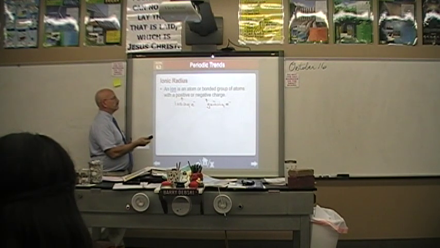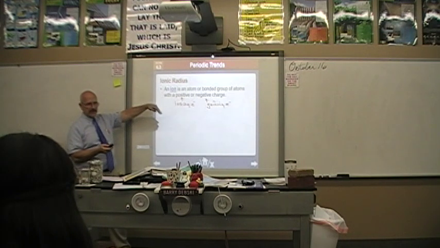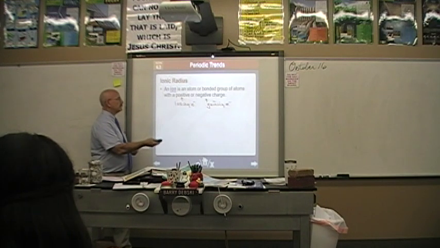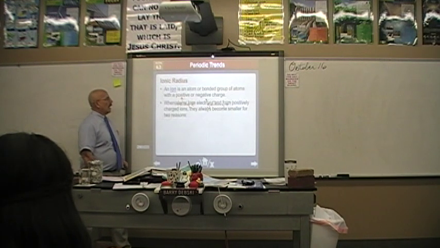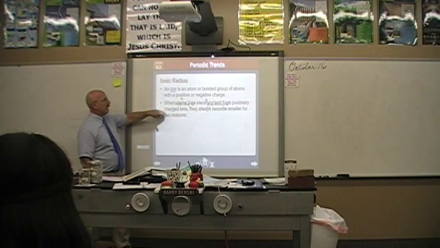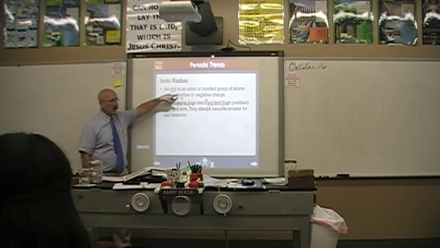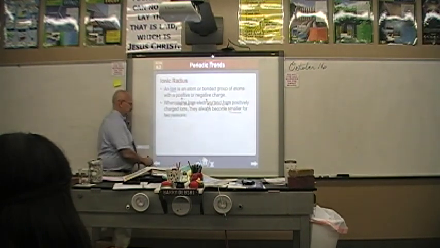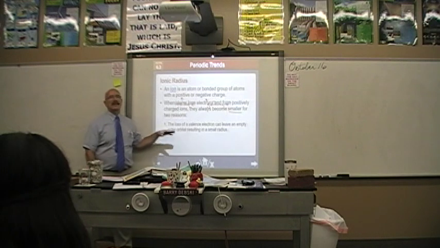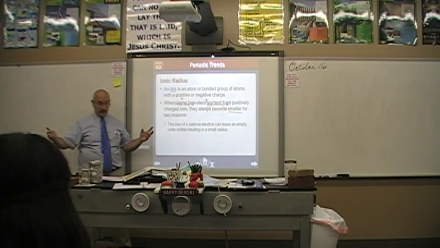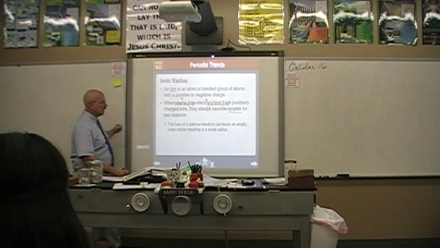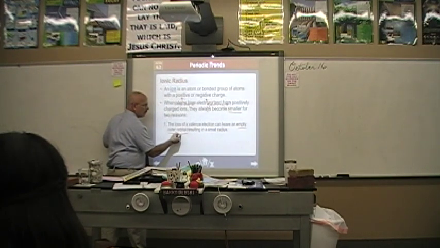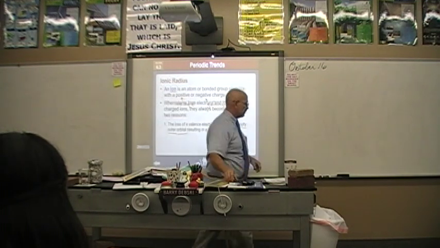Okay, so an ion, what is it? First, you know it's either a positively or negatively charged atom that has gained or lost electrons. And when atoms lose electrons to become positive, they become smaller. Let's talk about why. Number 1, losing electrons from the outer shell. Losing electrons, valence electrons, can leave an empty outer orbital. Let's talk about sodium for a second.